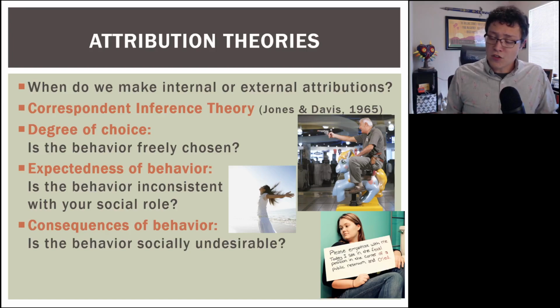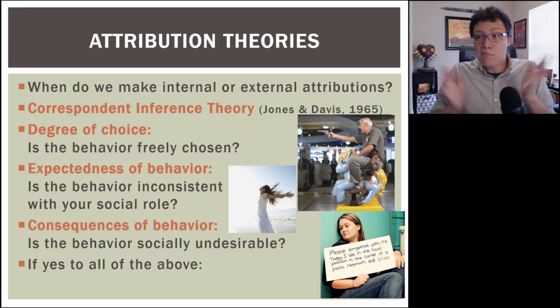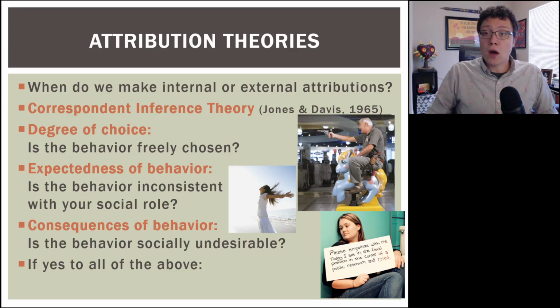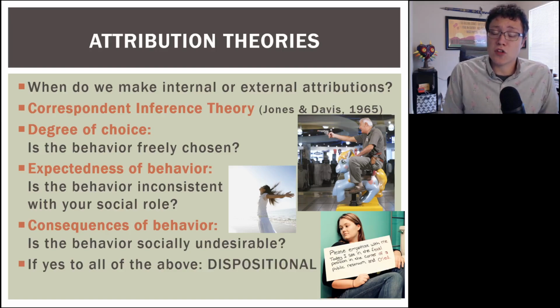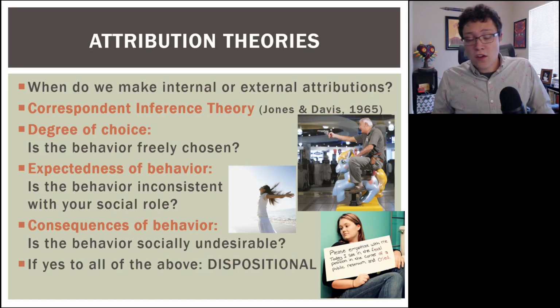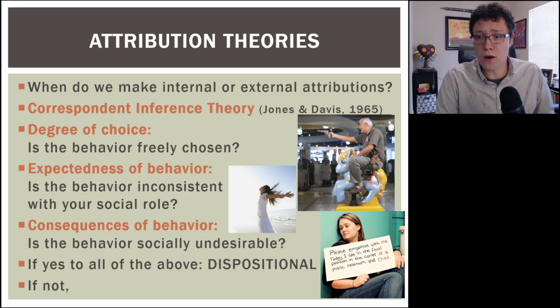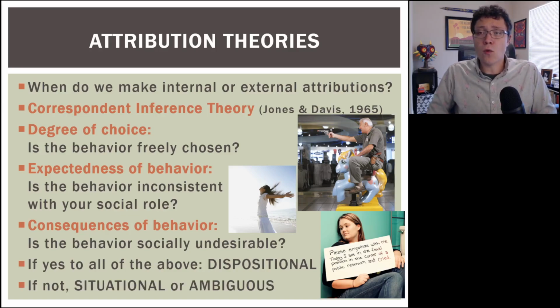So how do we make these internal or external attributions using these three things? Is it yes to all of the above? Is the behavior freely chosen? I did this myself. Is this inconsistent with your social role? Maybe, maybe not. We'll say maybe. And then the consequences: is it socially undesirable? Well, I don't want to say undesirable, but I don't want to say it's super desirable. It's not exactly the norm. If it's yes to all the above, we would say this is dispositional or internal. So if I have this background, we might make a dispositional attribution about me: oh, he's definitely okay with being a nerd. Now, if not, it might be situational or ambiguous.